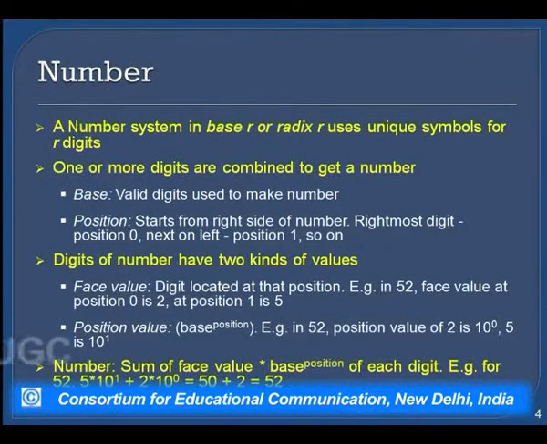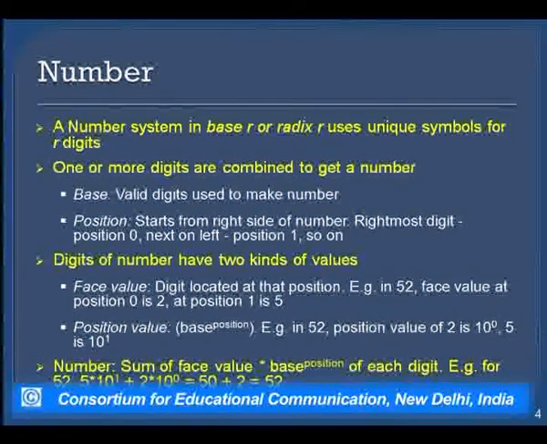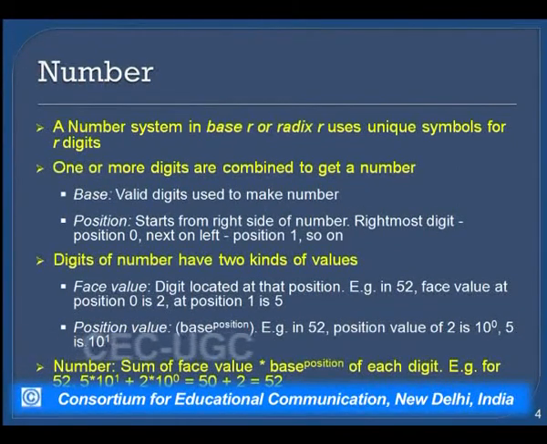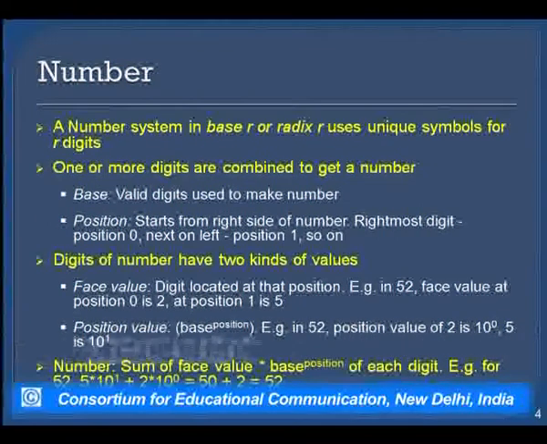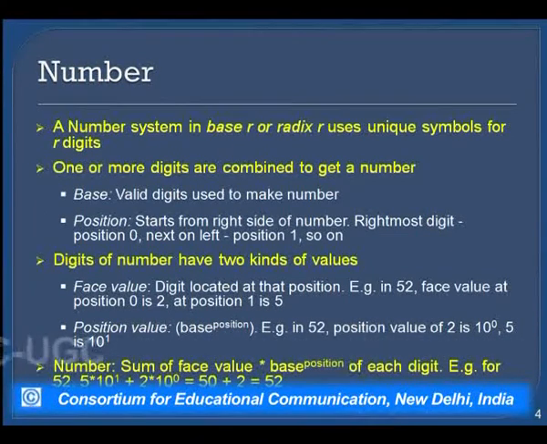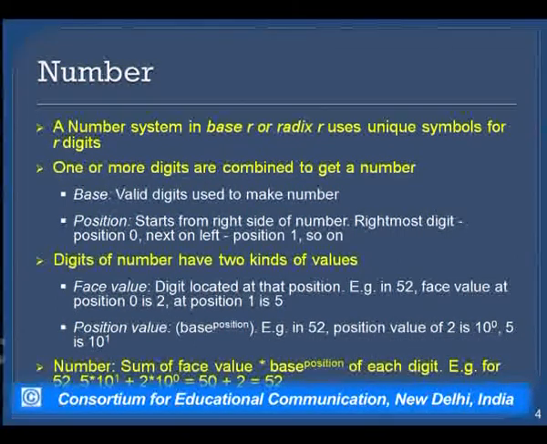So let us formally define a number system. A number system in base R, or radix R, uses unique symbols for R digits. Let us say we have the decimal number system, which we commonly use every day. Our decimal number system is base 10, and it uses 10 digits, that is 0 to 9, and we can combine more than one digit to get a number. What is the base? It is the count of valid digits that are used to make a number. So for the decimal number system the base is 10, and we have 10 digits, 0 to 9.